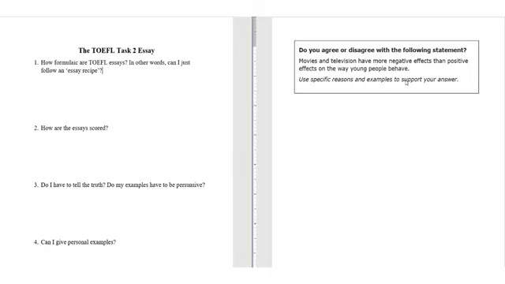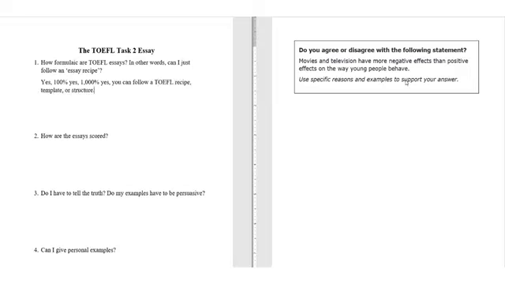In other words, can I just follow an essay recipe? And the answer here is basically yes, 100% yes, 1000% yes. You can follow a TOEFL recipe, template, or structure, however you want to discuss it. I will go over shortly what my TOEFL structure is, and again, not really mine for me as a native speaker, but the TOEFL template that I teach to a lot of my international students.